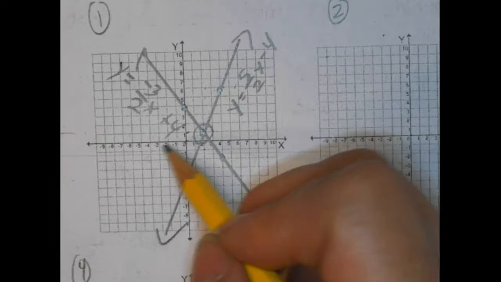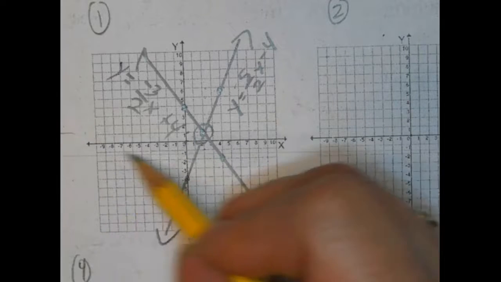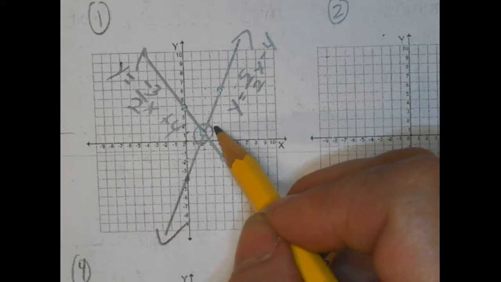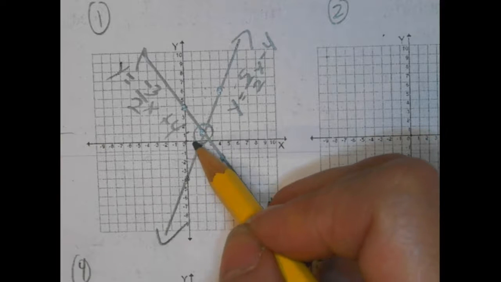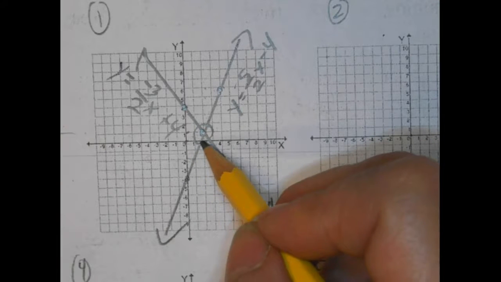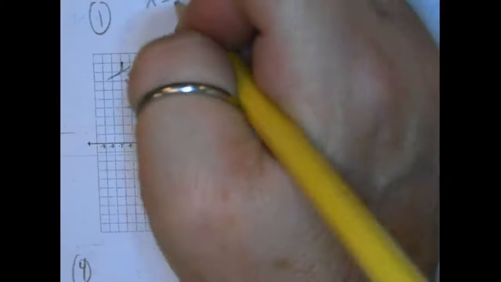Left. Left is going to put me over here. Am I going left or right to get under this point? I'm going to go right. How many spaces? 2. Right? So x equals 2.